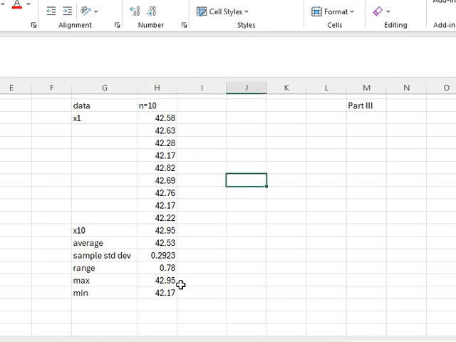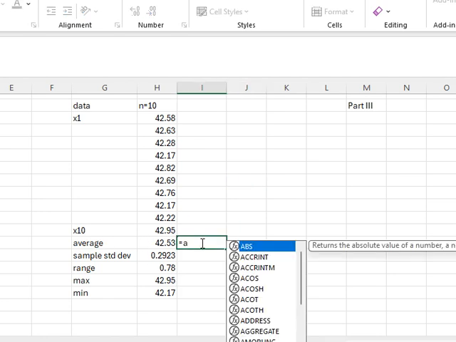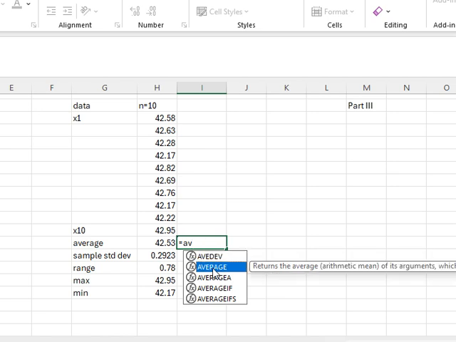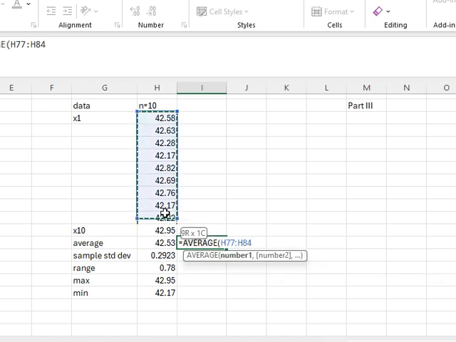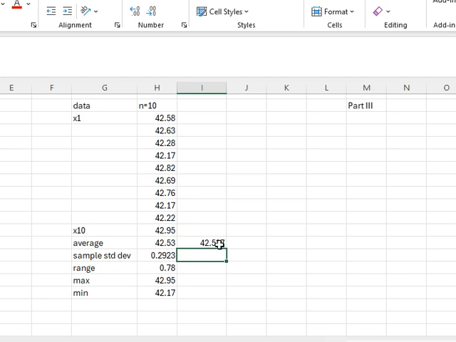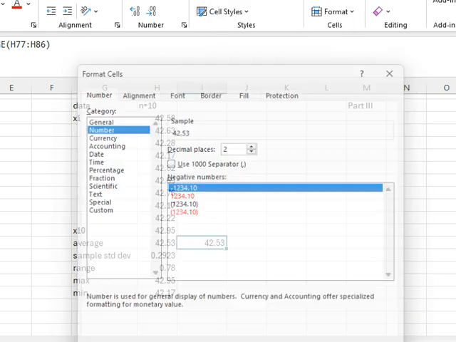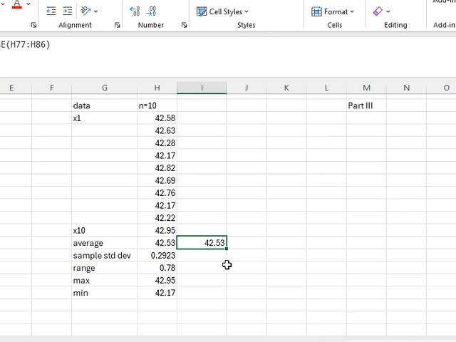Okay, so anyways, first what you have to do is find the average. All you have to do is call the average function. You type AV and it's going to come up, and all you have to do is scan all the way to the end of your data set. Okay, and when you calculate it, you're going to get this. Of course, we usually format the decimals like that, yeah. So you get 42.53.